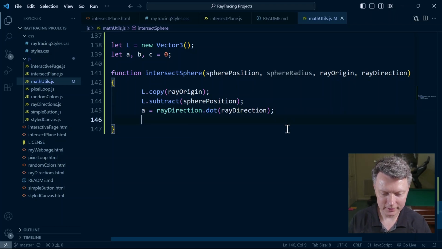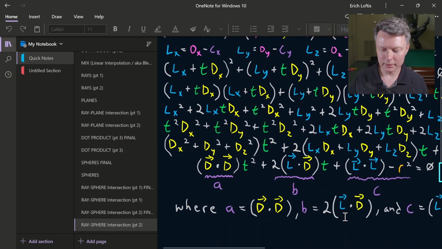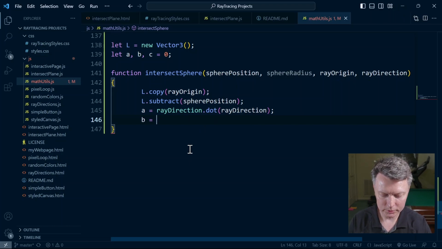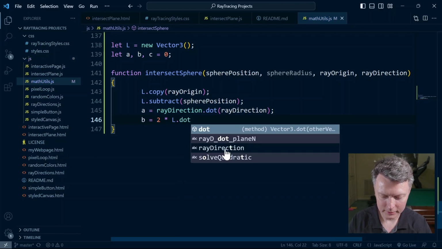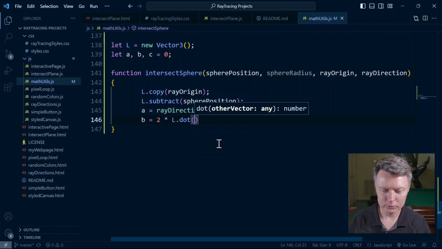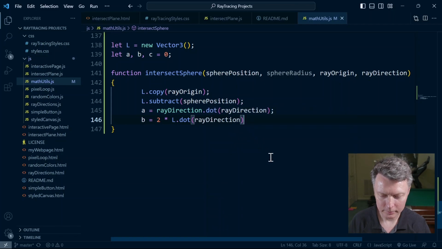So let's go on to the next line, and B is equal to, and let's go back to our whiteboard here and see what that was. B equals 2 times L dot D. So the L vector dotted with the ray direction, and then we multiply that by 2. So B equals 2 times the L vector, so capital L dot, the word dot, and then opening parenthesis, and the other vector will be the ray direction vector. So ray direction. And that's it for the B, so we end that with a semicolon.